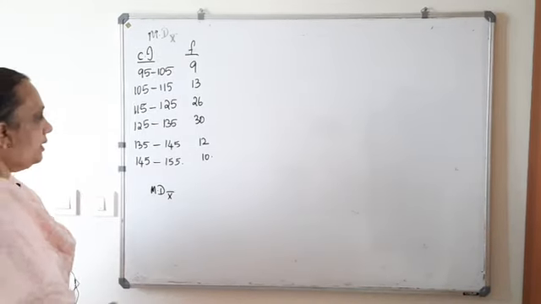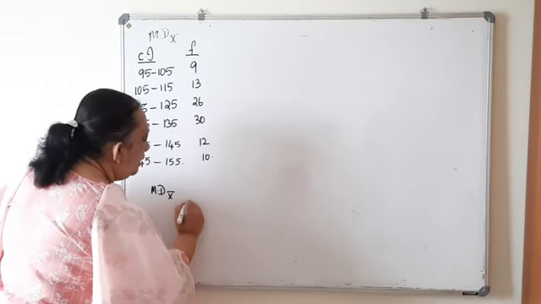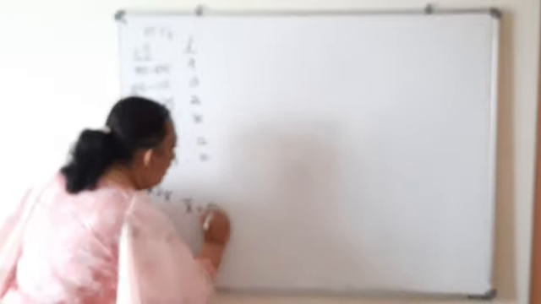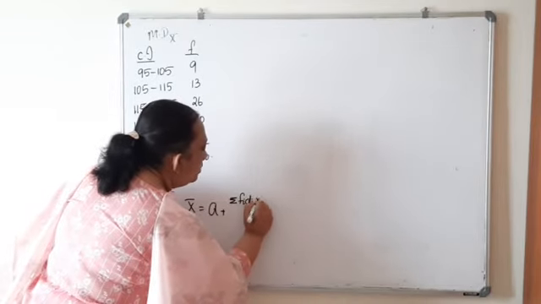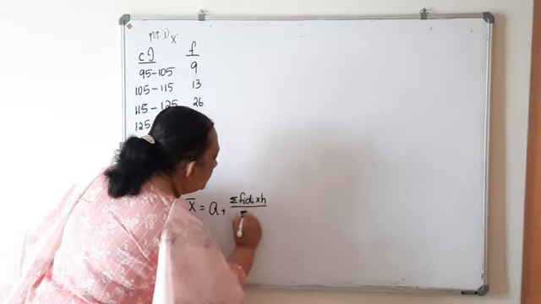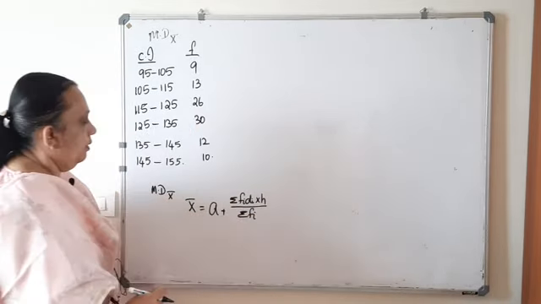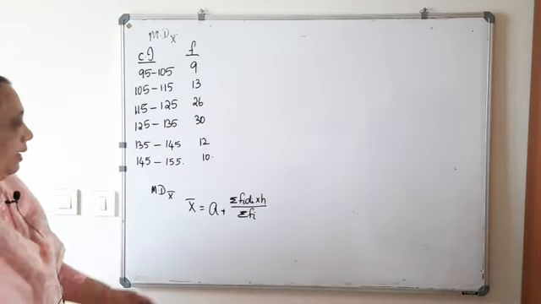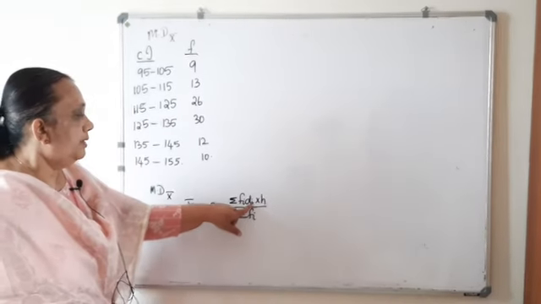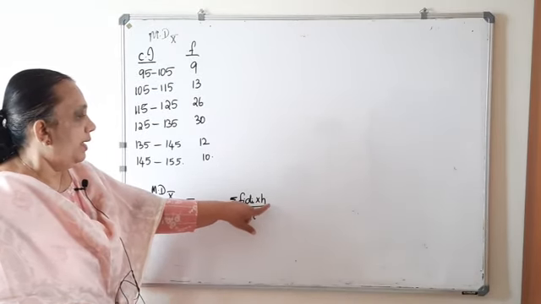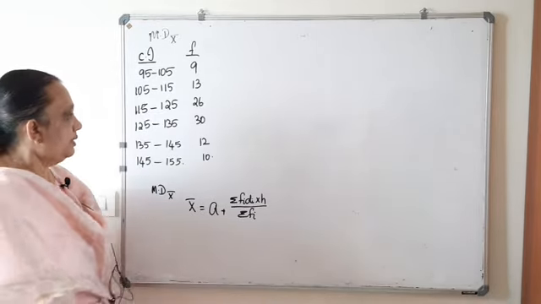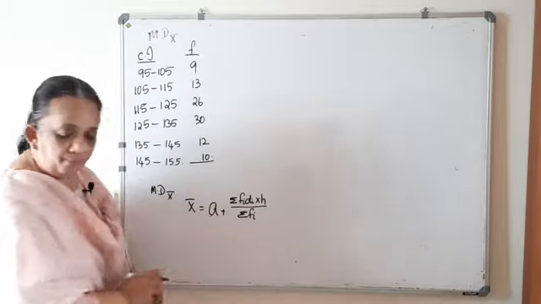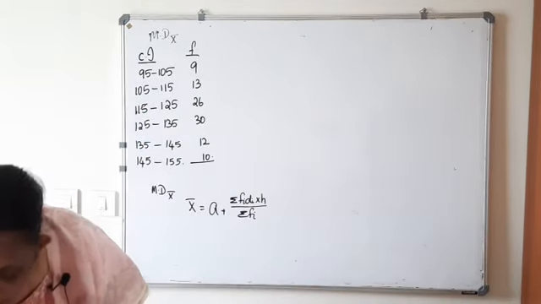So when class intervals are given, how do you calculate the mean? Mean is equal to A plus sigma Fi Di into H divided by sigma Fi, where A is the assumed mean, Di is equal to Xi minus A by H, H is the class width, sigma Fi is the sum of the frequencies. So let us find out the sum of the frequencies. Sum of the frequencies is equal to 100.